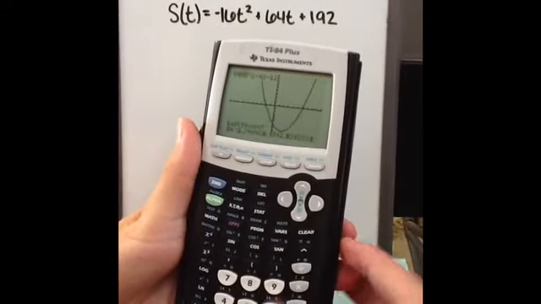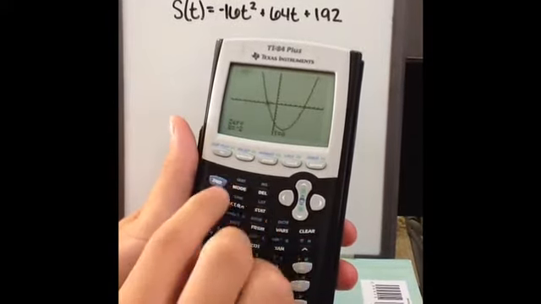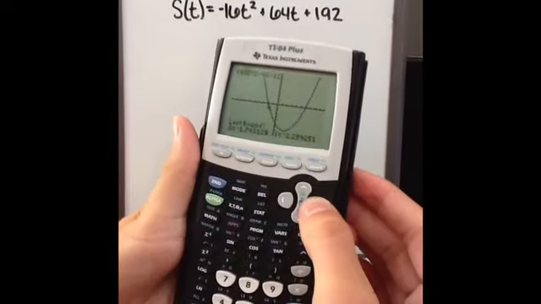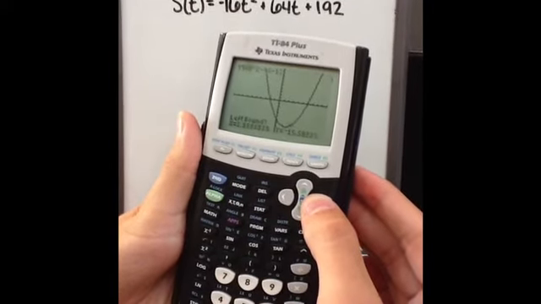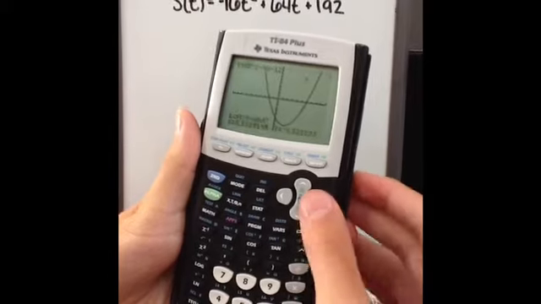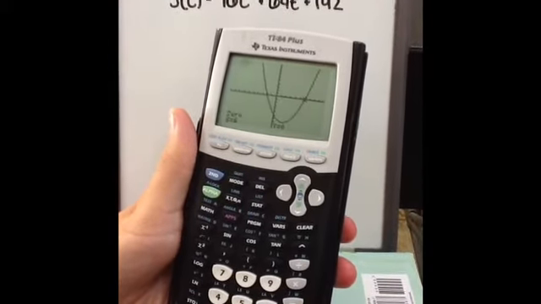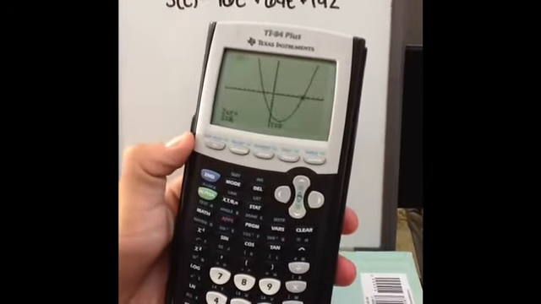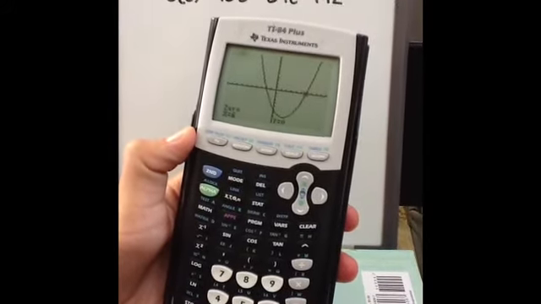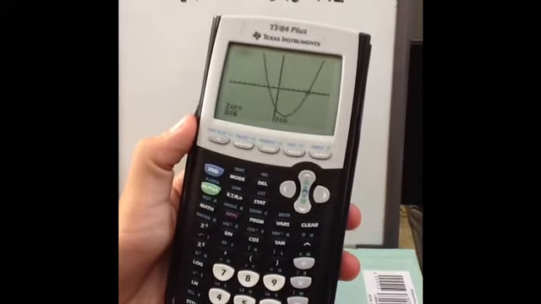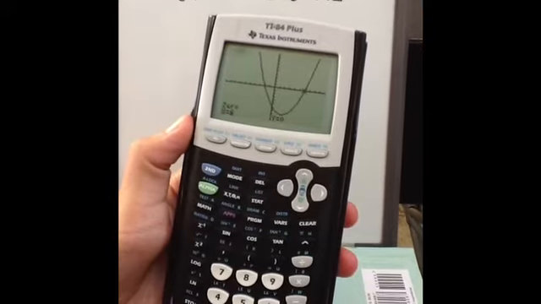The first one is x equals negative 2, and the second one is x equals 6. So as we said before, x cannot equal negative 2 because time cannot be negative. So we find out from the graph that in 6 seconds the object will hit the ground.